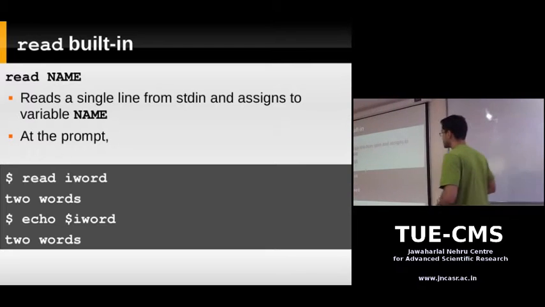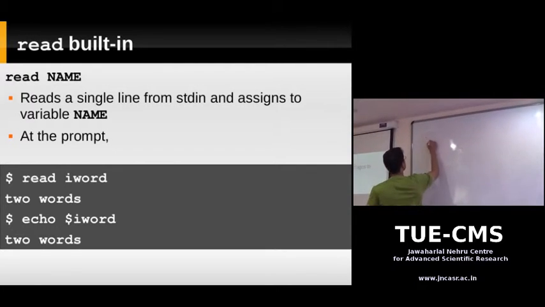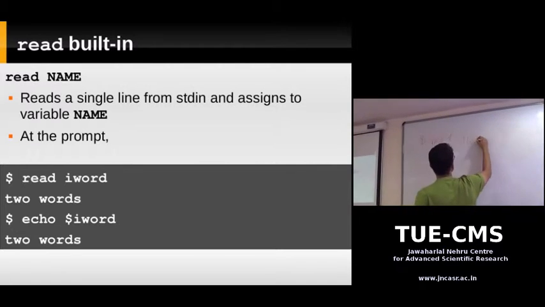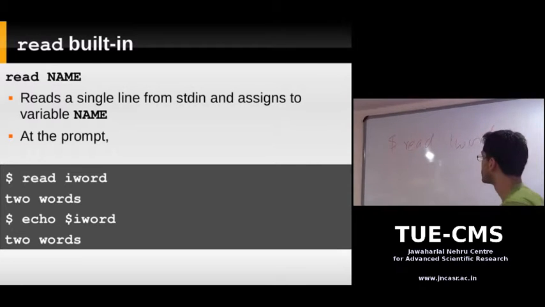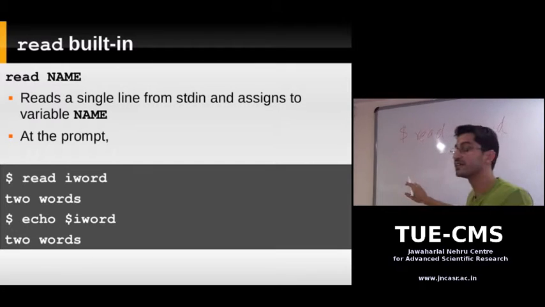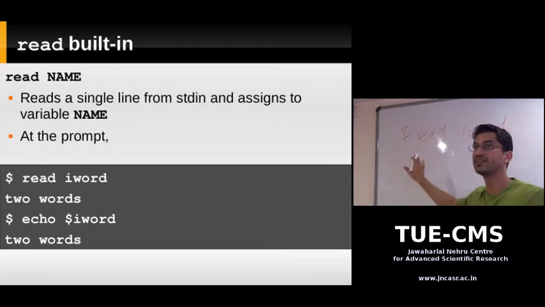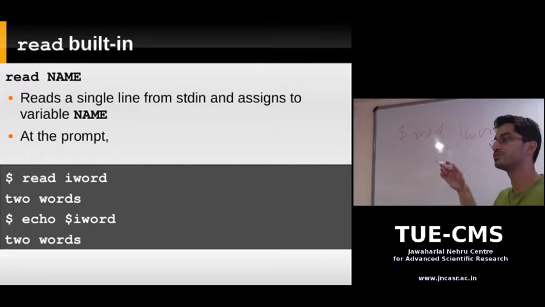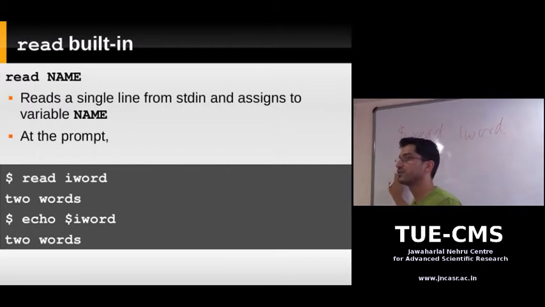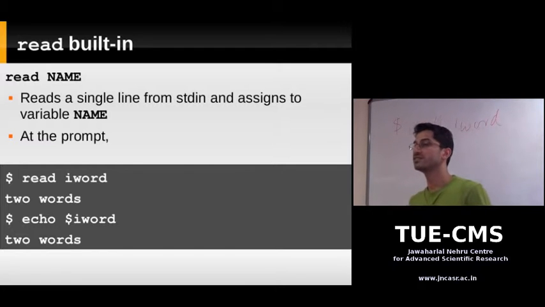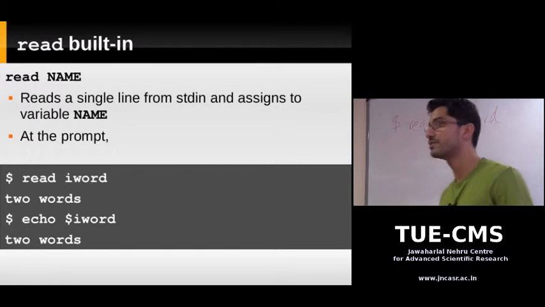So at the prompt, if you type $ read iword, okay, what's the output you're going to get? You're going to get a blank line. Why is that? Read reads from standard input. Now standard input by default is connected to the keyboard, right? You're not piping anything to this, so by default it's connected to the keyboard. So after you type read iword, you're going to get a blank line. That tells you that the shell is waiting for some input from the keyboard.